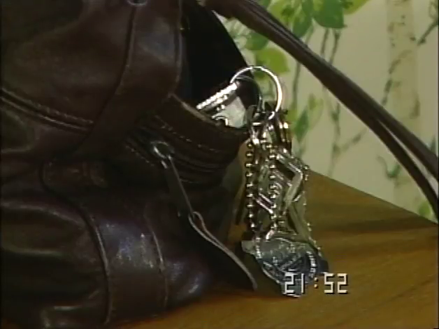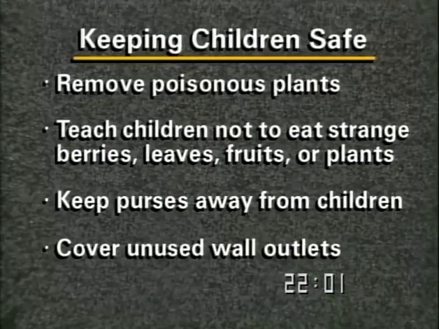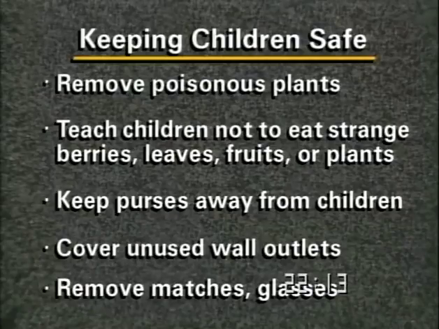What about the keys in the purse? The outlet is unprotected. Electrical shock could result if a child inserts a key into the outlet. Cover unused wall outlets with protective plates, adhesive tape, or blank plugs. Matches and children spell fire. Get rid of the matches, and the glass could shatter and cut the children. Use plastic or paper cups.